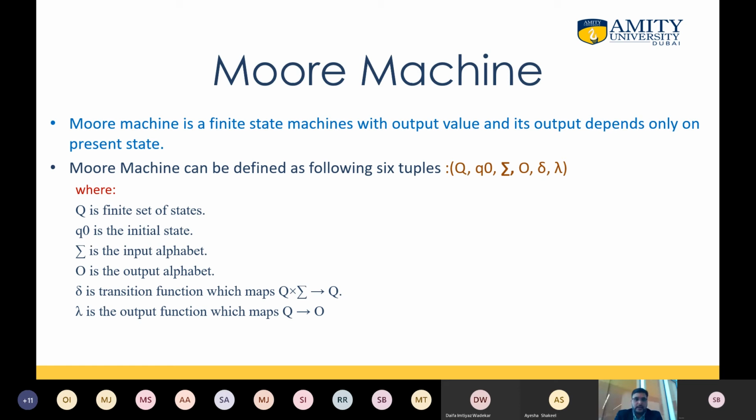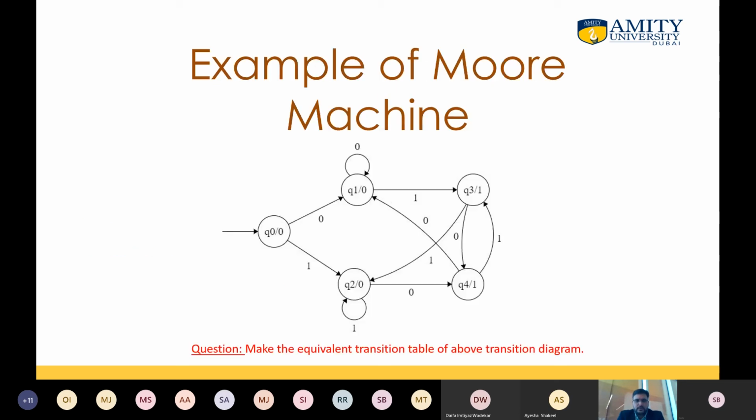And the 6 tuples are Q, Q0, sigma, O, delta, and lambda. Capital Q is the set of states, Q0 is the initial state, sigma is the input alphabet, O is the output alphabet, delta is the transition function which maps Q cross sigma into Q, and lambda is the output function again. So these are the definitions which you can do.